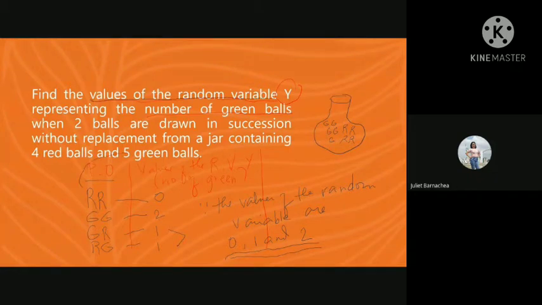First, we will list down all the possible outcomes. And then second, we will count the number of the random variable. Kung green ang hinahanap, bilangin mo yung green. Kung red naman ang hinahanap, edi red ang bilangin mo. In this case, we're asked to find the number of green balls. So, ito yun. This is the final answer.